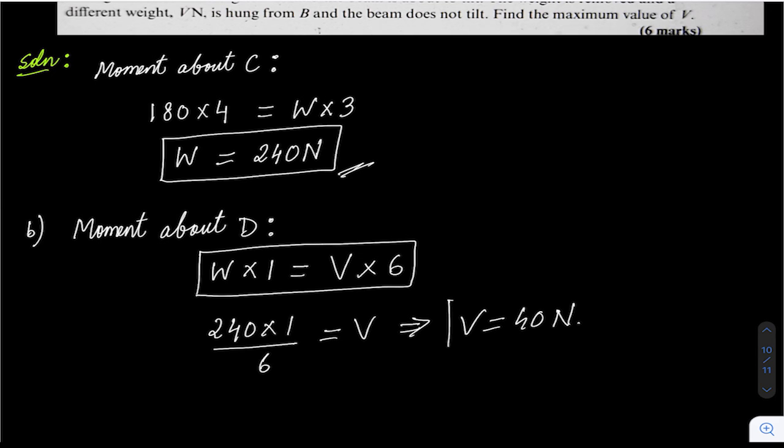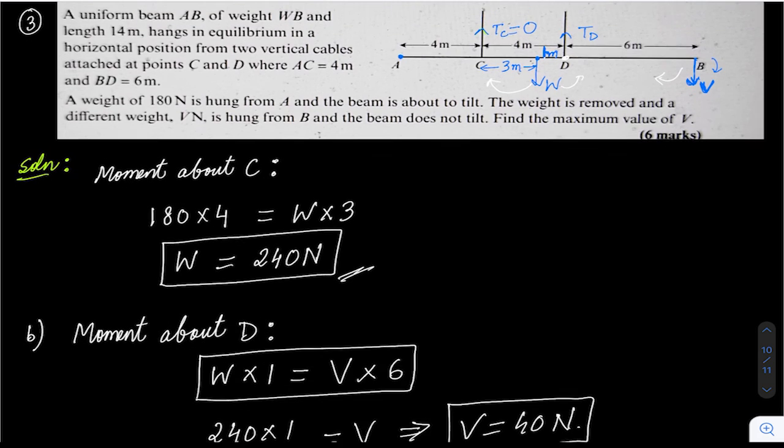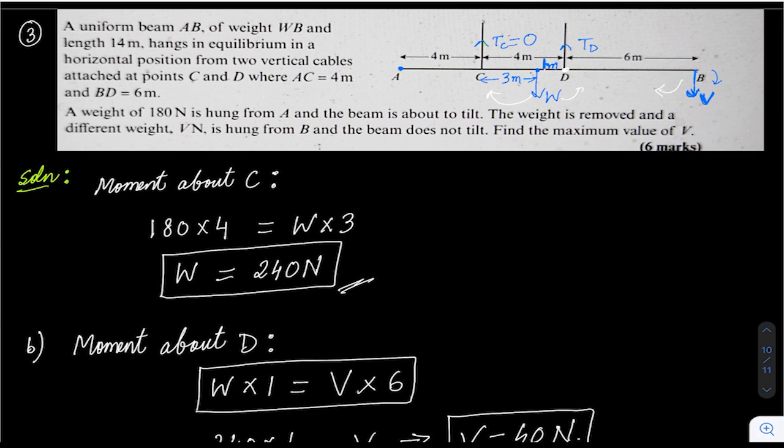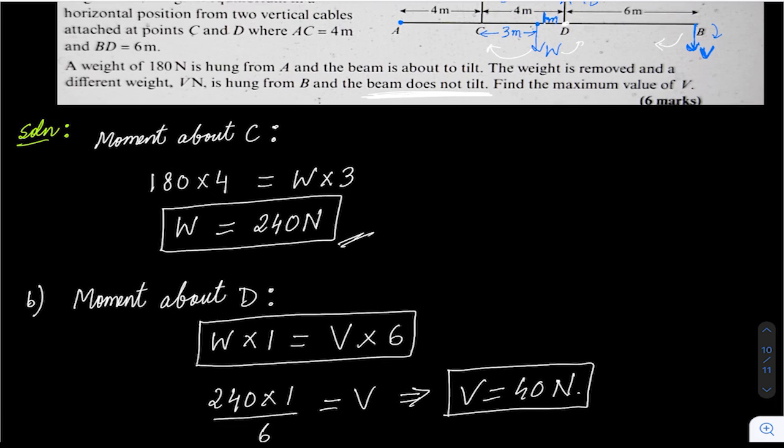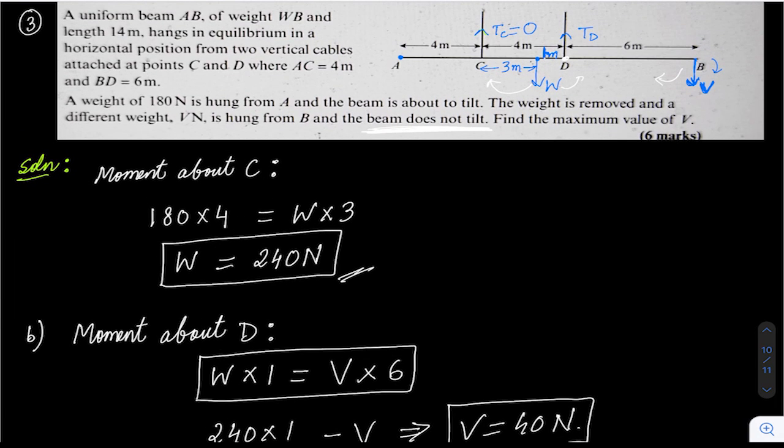So what's my answer here? The maximum weight V can be 40 newtons. So if it is greater than 40, then the beam will tilt, and we don't want the beam to be tilted, and it says the beam does not tilt. So if it's anything less than 40, then the beam will not tilt, and that's the question. So maximum value is 40. I hope you understand this.